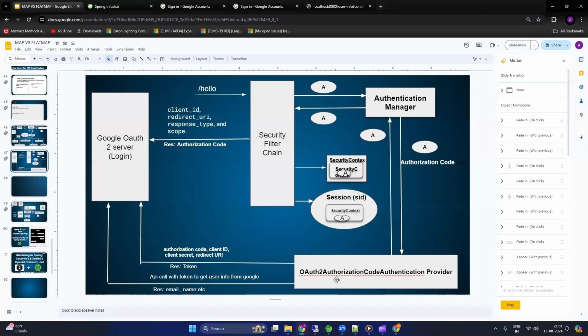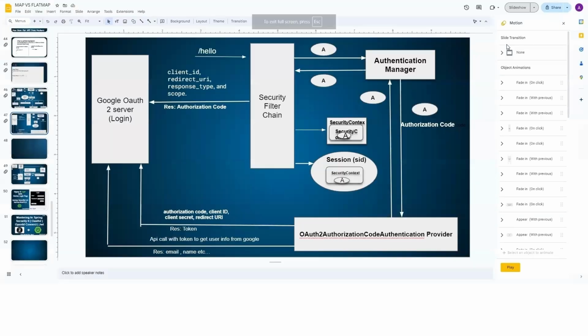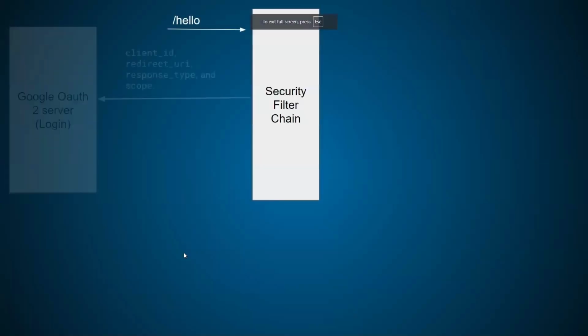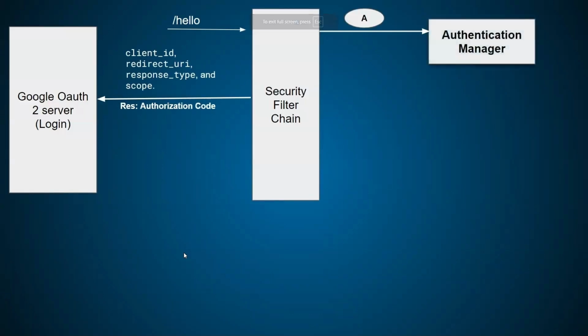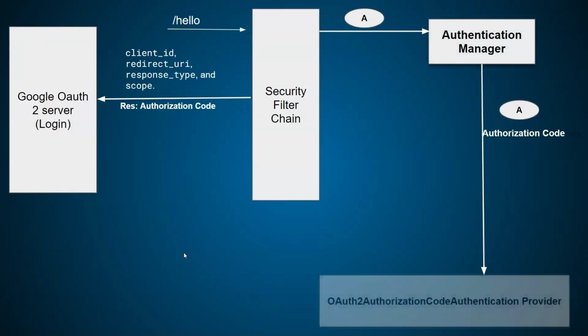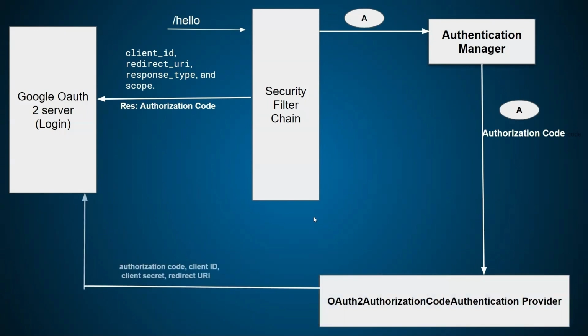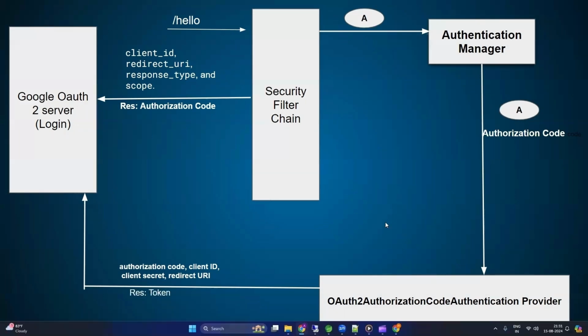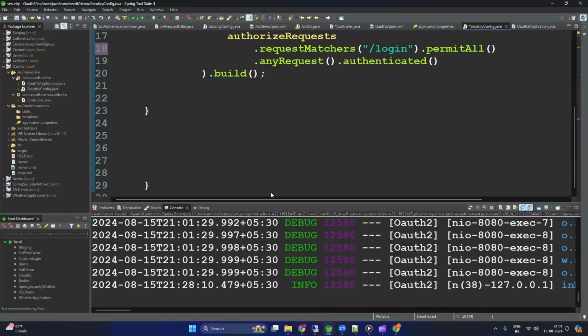Do we need to configure the authentication provider? No, we don't need to configure it, because when we add the OAuth-specific properties into application.properties, by default it will configure the OAuth 2 authorization code authentication provider. We don't need to do anything. All right, that's it. Now let's jump back onto the code.